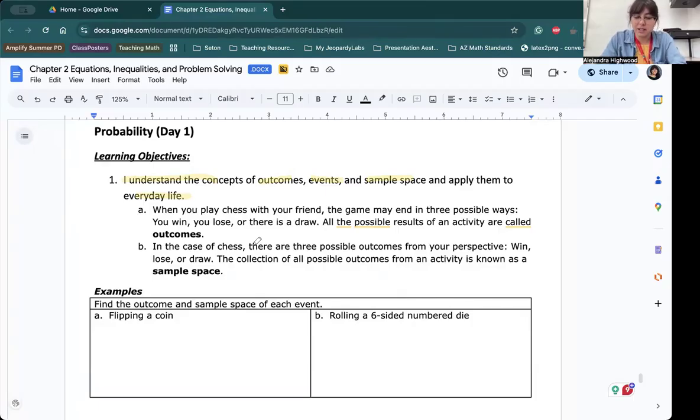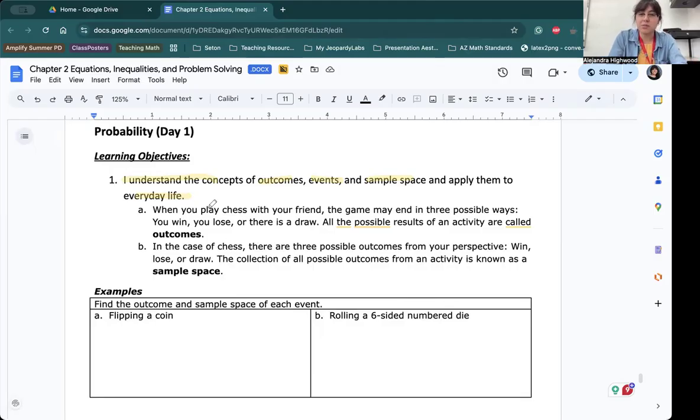Now, when I say apply them to everyday life, what I mean is these are examples that you can find with anything that you are doing in terms of playing a game. Honestly, that's what really comes to mind when it comes to probability. Not that probability is only about games. It's just those are very popular examples.